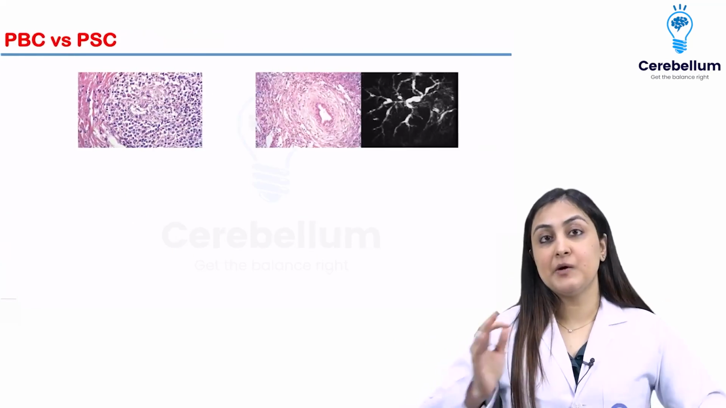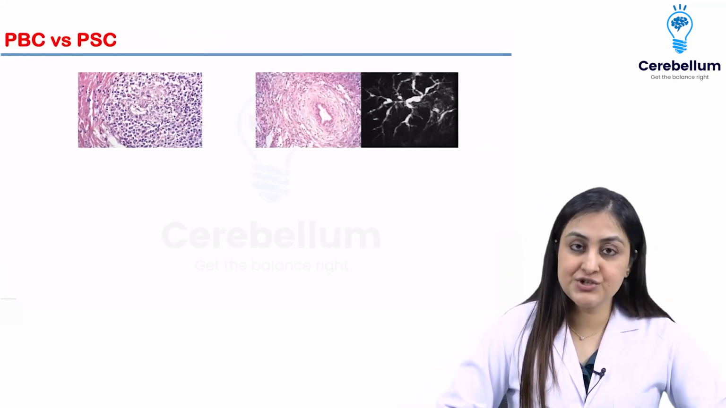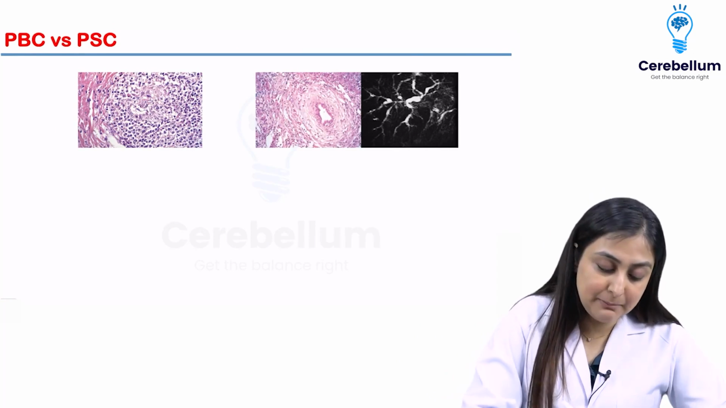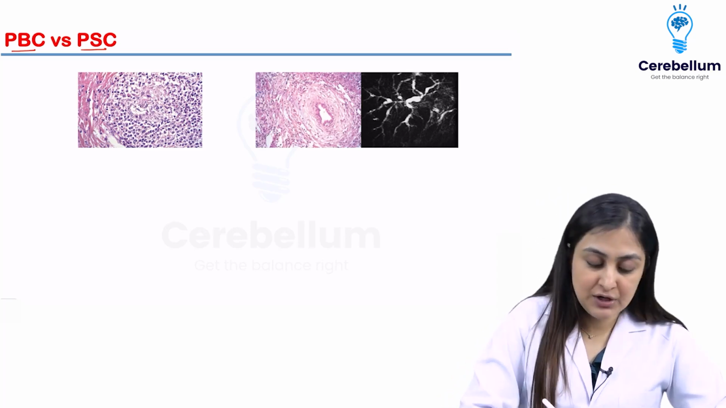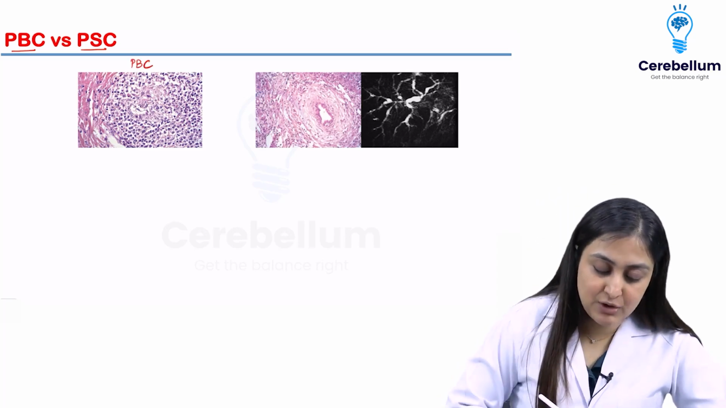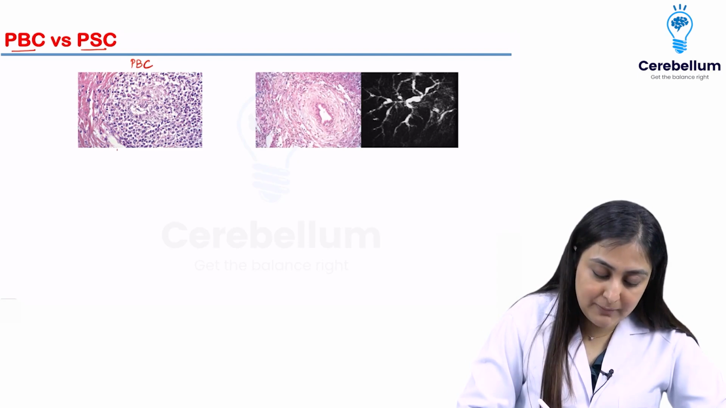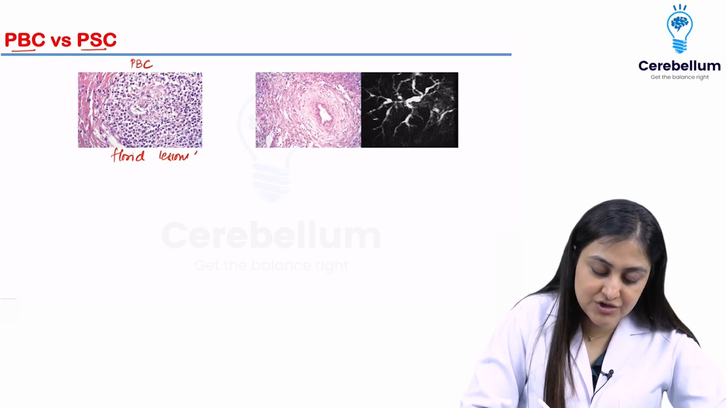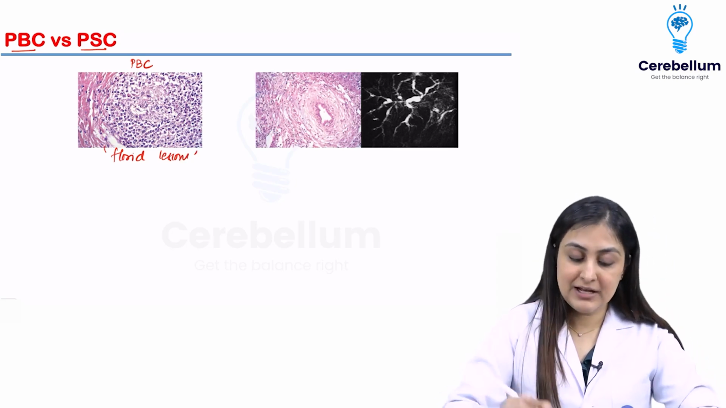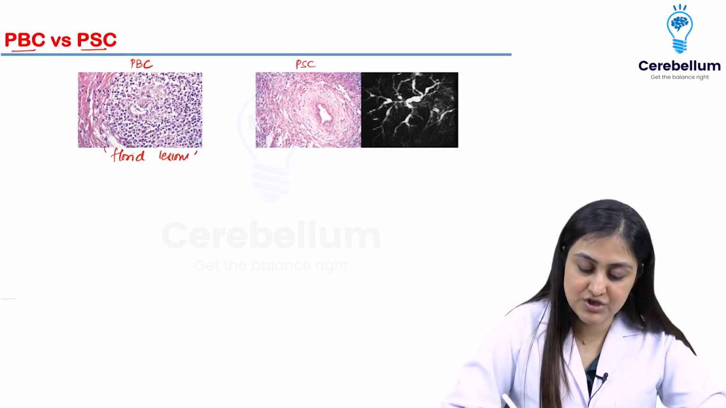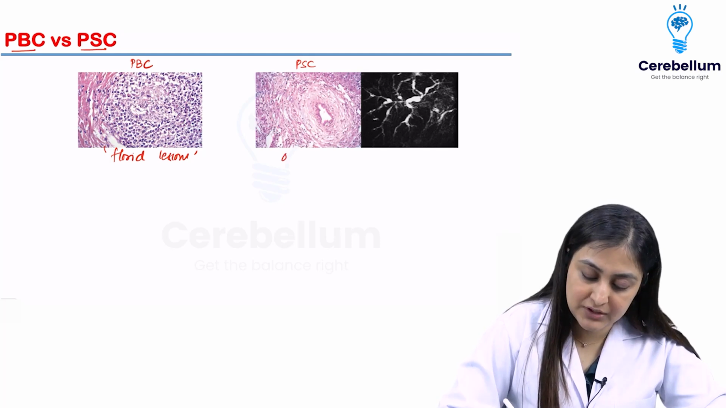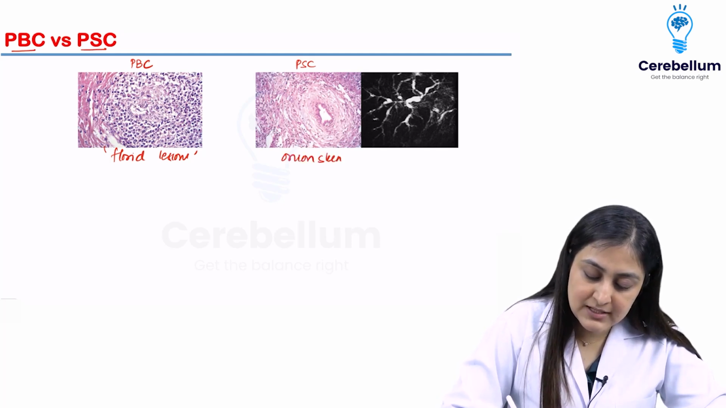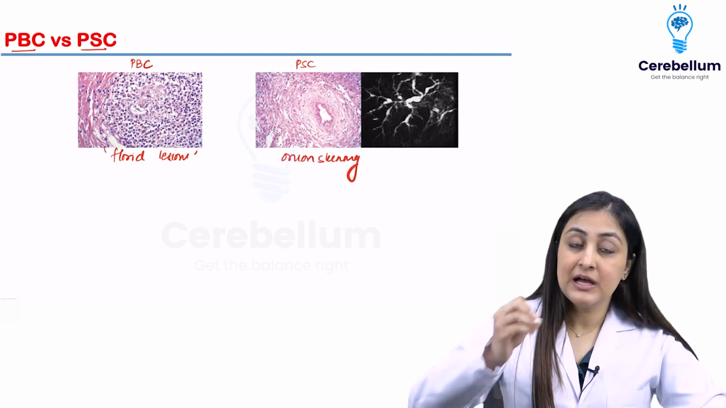So now talking about biliary pathologies, two conditions you want to contrast: primary biliary cirrhosis and primary sclerosing cholangitis. So first is a histopathological image of PBC. The hallmark are these inflammatory lesions known as florid lesions around the ducts, whereas in primary sclerosing cholangitis, you're going to have this onion skinning appearance around the bile duct. Okay, so this is the histopathological difference.